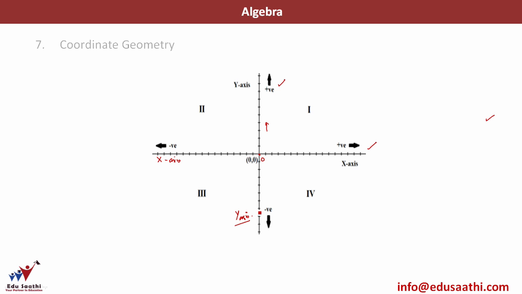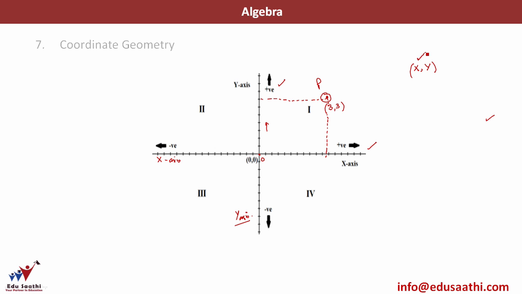Coordinate geometry means the geometrical figures would be represented with the help of coordinates. So their vertices, their endpoints, the points of intersection, everything would be represented with the help of coordinates. By coordinate, I mean x coordinate and y coordinate. So let me suppose this point as P and let me call it as 3 and 3. Now what does that mean? This point is at a distance of 3, 3 from both the axes.